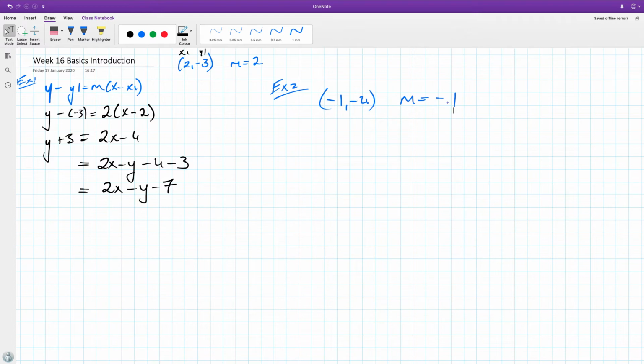It doesn't make a difference which side you bring it. So, for example, see this answer here, 2x minus y minus 7 is equal to 0. You can bring everything over here, minus 2x plus y plus 7. That's the exact same answer. That's the same as saying 2x minus y minus 7. They're both the same answer. It just depends whether you bring it to the left or you bring it to the right. Both are the right answers.